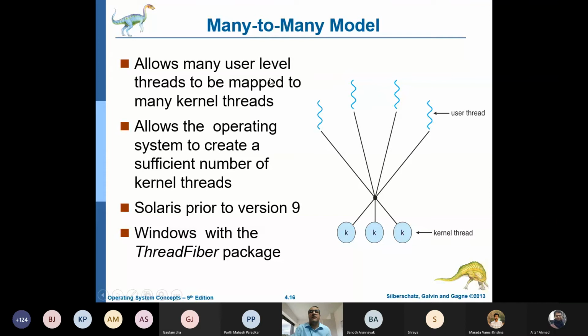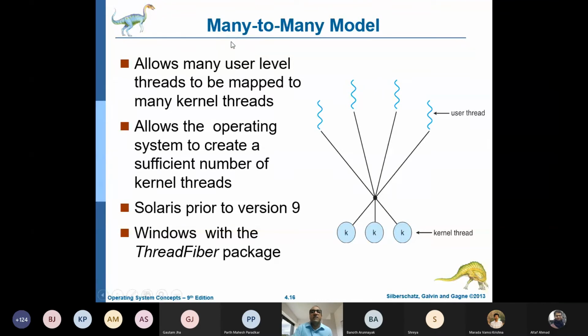So the next model is the many-to-many model. The idea here is that in the one-to-one model, the difficulty we observed is that as the number of user level threads increases, the kernel will be overloaded, because it has to maintain so many threads. So it needs a lot of additional overhead, and that hampers the performance.